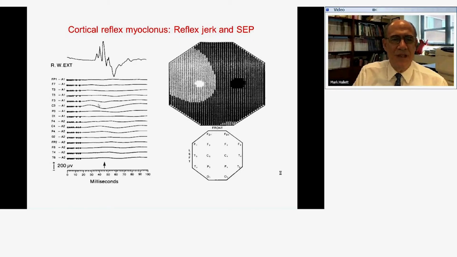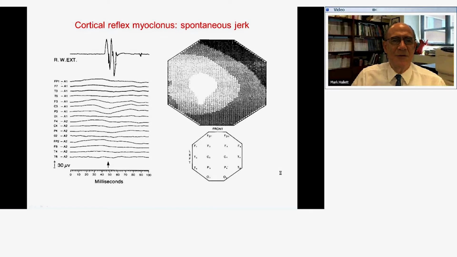This is called the giant SEP, which is seen in cortical reflex myoclonus, representing a hyperexcitability of the sensory cortex, which then drives the motor cortex to produce this reflex response. You can see this particular topography at the time of the myoclonus, and a similar topography is seen in spontaneous jerks. So it's over the contralateral sensory motor cortex area, suggesting that that's the origin of where cortical reflex myoclonus comes from.